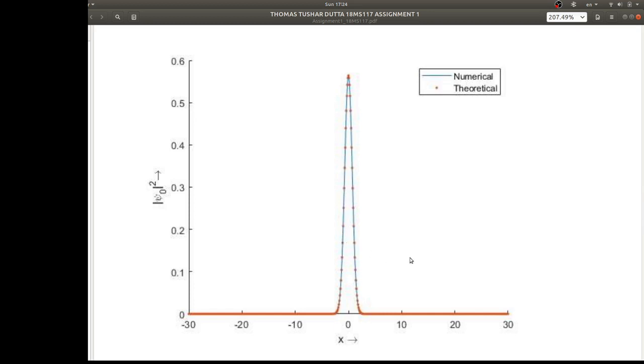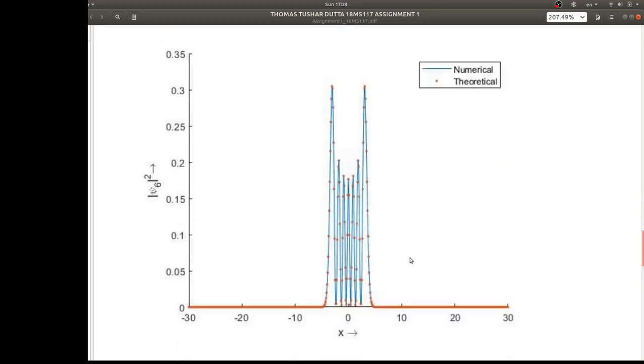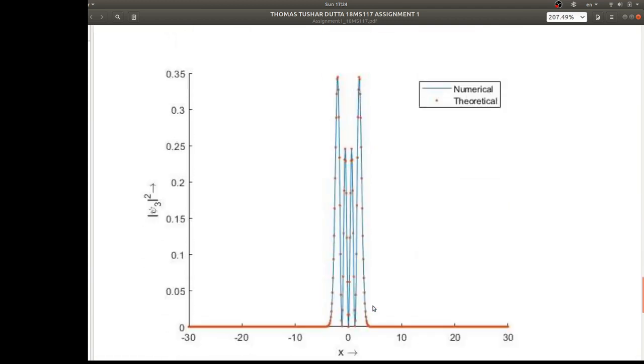This is the ground state. This is mod psi squared of the sixth excited state, and the third excited state of the system. And as you can see, the computation by the matrix method is quite easy and reasonably accurate.